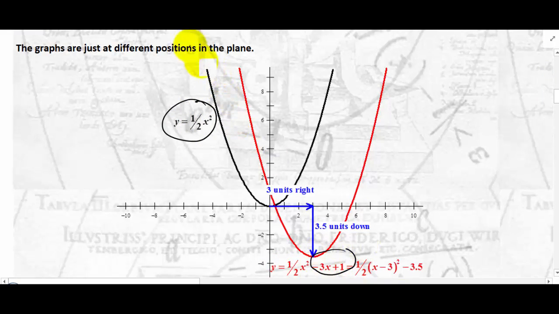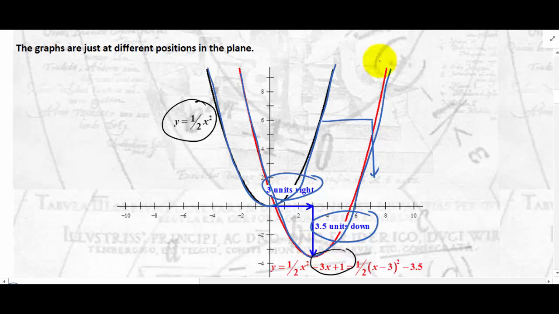Well, okay, but the behavior of the two parabolas right here, the way this one opens and this one opens, is exactly the same, okay? You just take the black one and you move it 3 units to the right and 3.5 units down, okay? All right, let's now go over the first example.